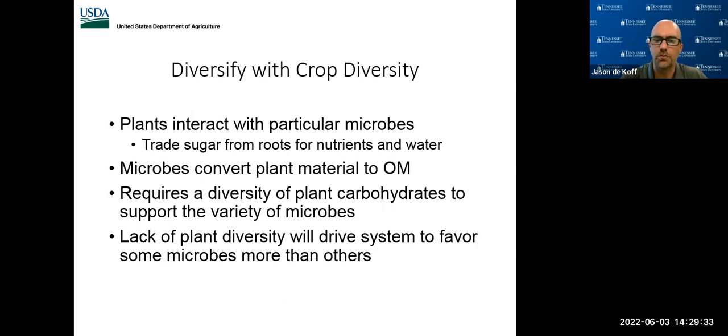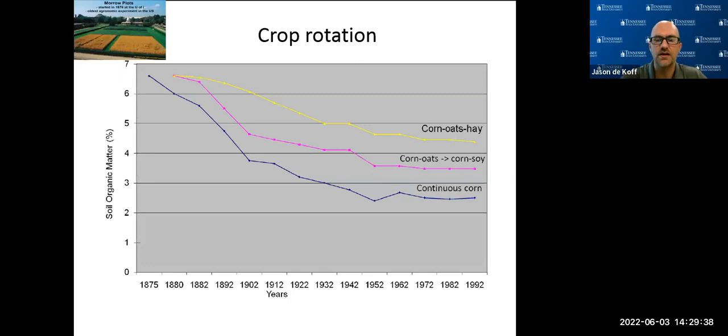And so I already talked about this, where you've got different types of carbohydrates that are going to support different types of microbes. And that's really important when we're talking about crop diversity. Also with crop rotation, that can break up the pest and the weed cycles. And so also it can help to affect the organic matter.